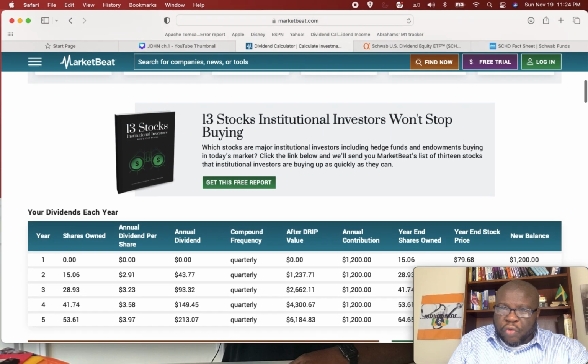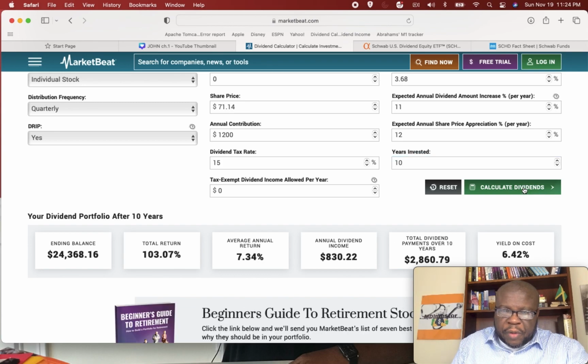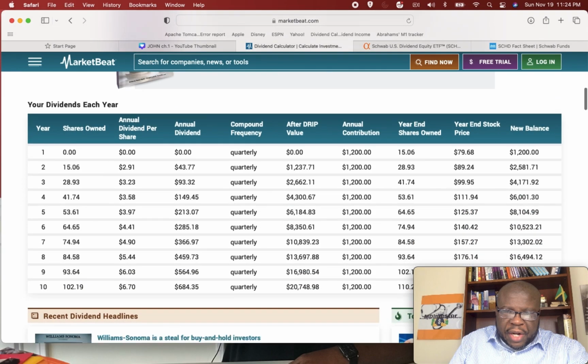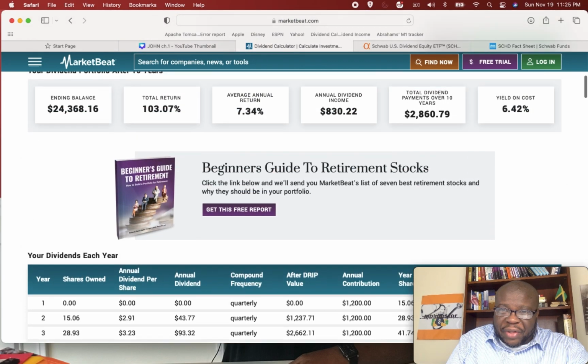Now we're going to move forward and let's see what this looks like after 10 years. After 10 years, we see in year 6 the annual dividend is $285. Year 7, annual dividend $366. Year 10, annual dividend is still only $684. So not really doing the job in terms of what to live on.